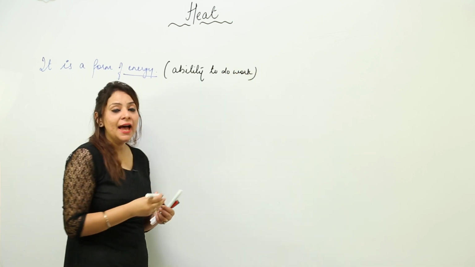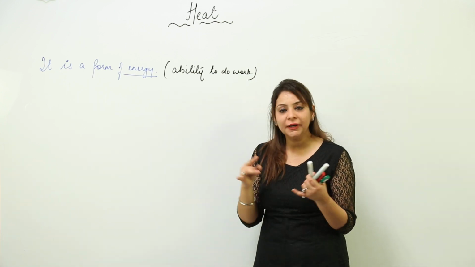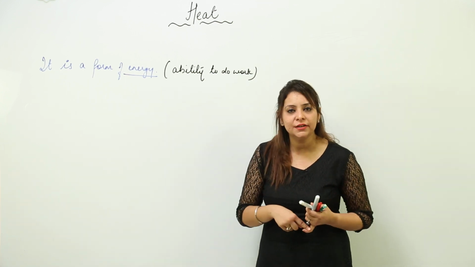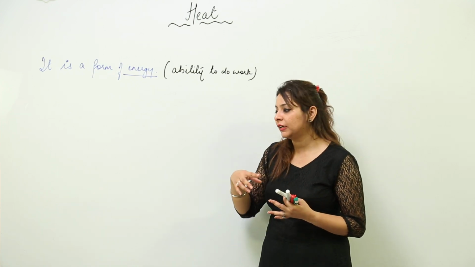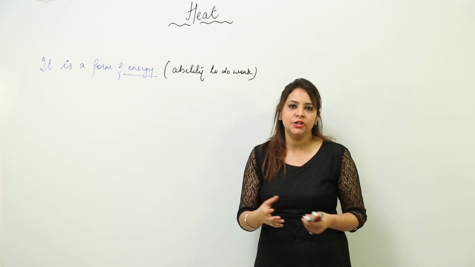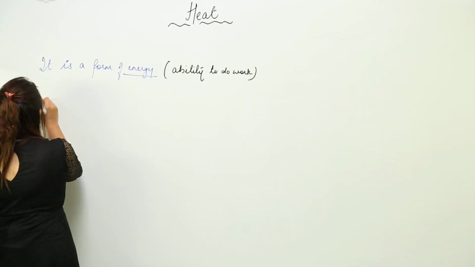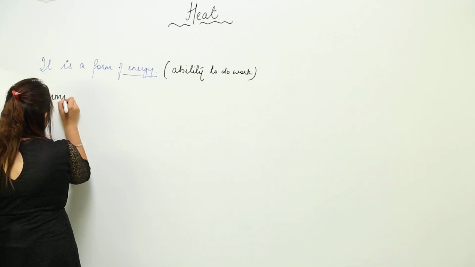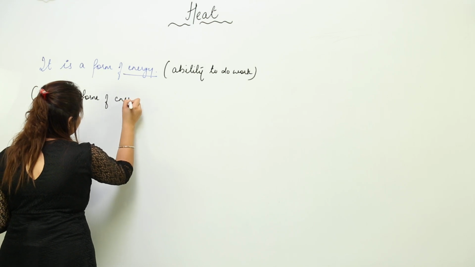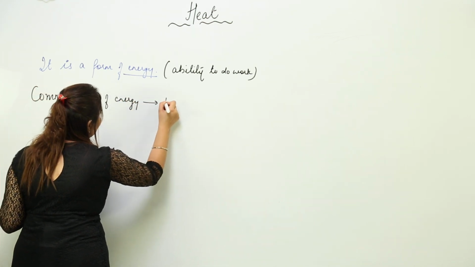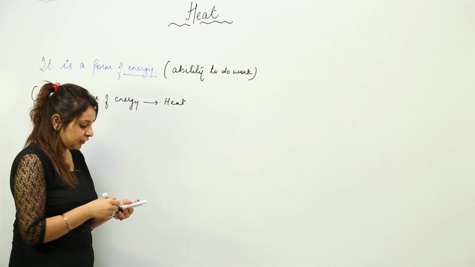Right. So we have different kinds of energies around us. As you have seen, we have mechanical energy, vibrational energy, rotational energy, heat energy, kinetic energy. We have a lot of energies around us. So out of that, the common form of energy is this one, that is heat. Heat is the common form of energy.